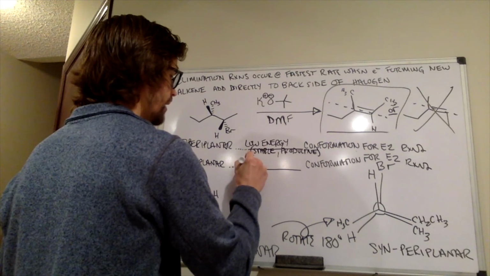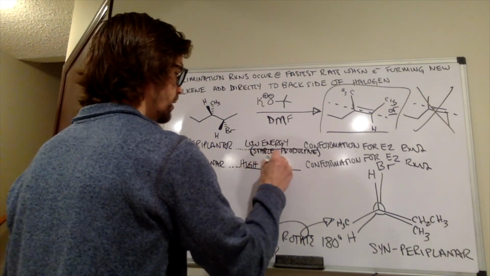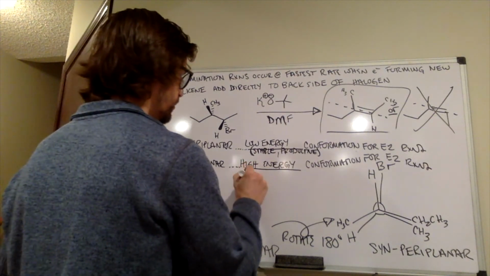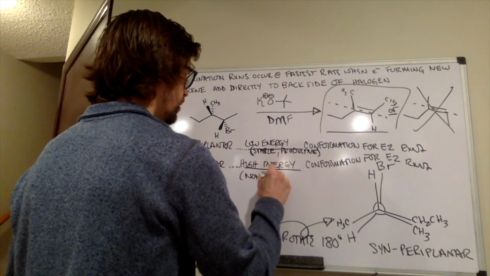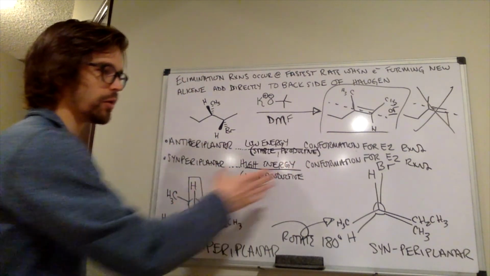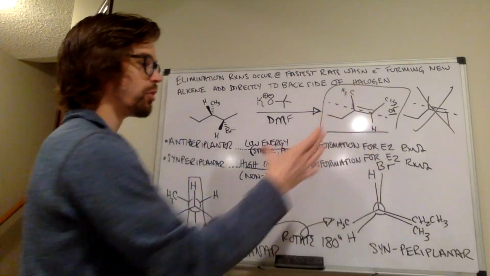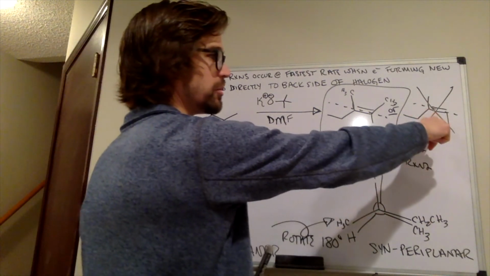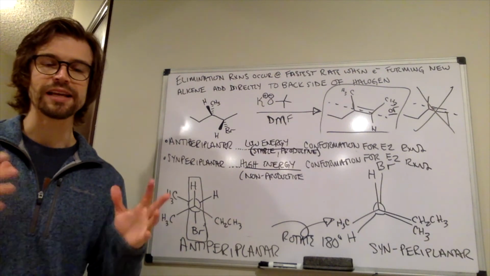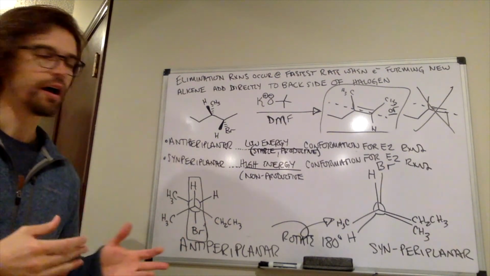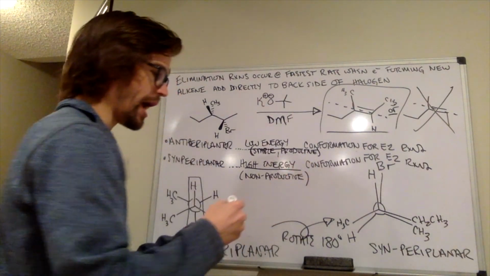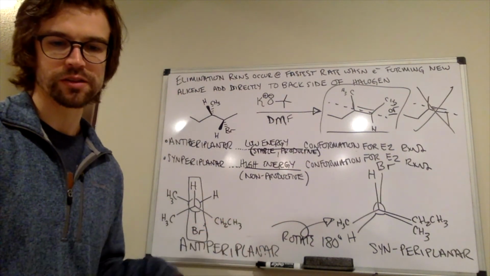Syn-periplanar is the high energy, unproductive or non-productive conformation for the E2 reaction. So theoretically, this could still produce product. If it did, it would actually produce that product. But because everything's eclipsing, it is a less stable conformation, and it is not productive in this type of E2 reaction. So that's what goes in those blanks.